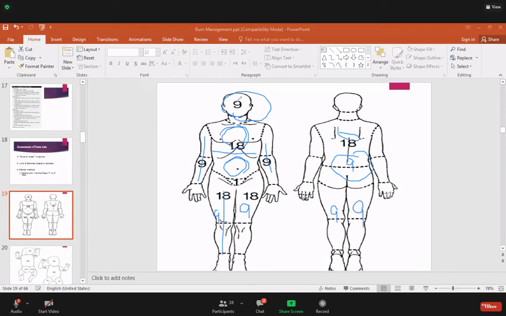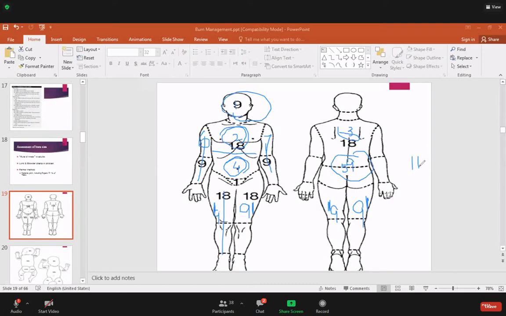So now we have 1, 2, 3, 4, 5, 6 for the whole upper limb one side, 7 for the whole upper limb on the left side, 8 right leg anteriorly, right leg posteriorly 9, and then left leg anteriorly 10 and left leg posteriorly 11. So we have 11 areas.